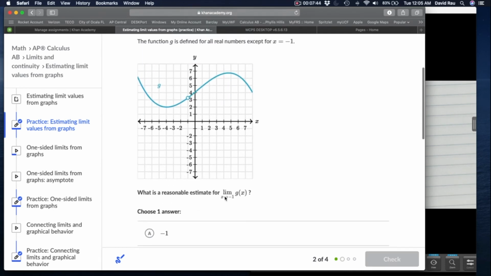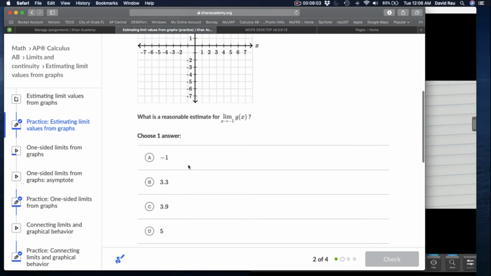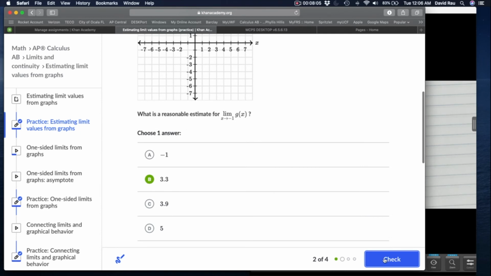Up next, this time we're worried about the limit for g when we approach -1. And again, from the left of -1, you can see we're approaching this open circle a little bit above 3. From the right of -1, we're approaching the same open circle a little bit above 3. So in other words, the left and the right are going towards the same thing, which would essentially be a little bit more than 3. And that's it.